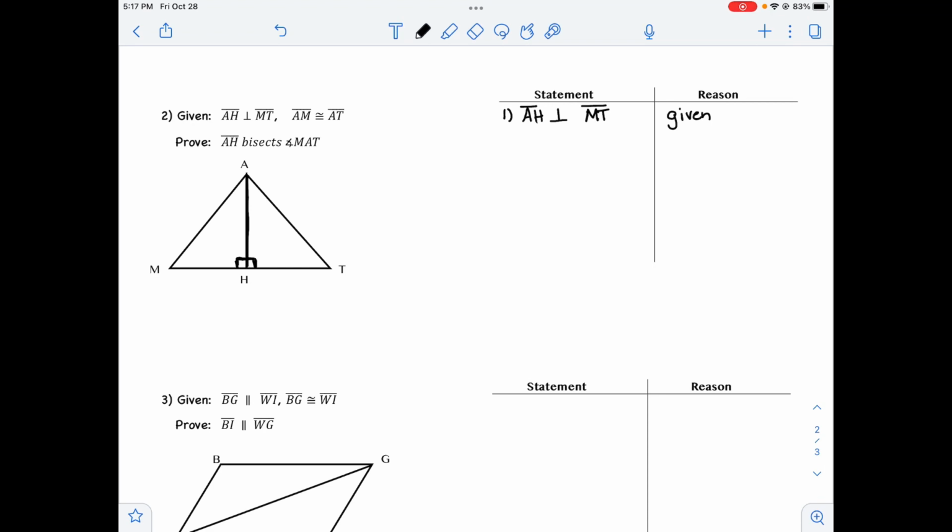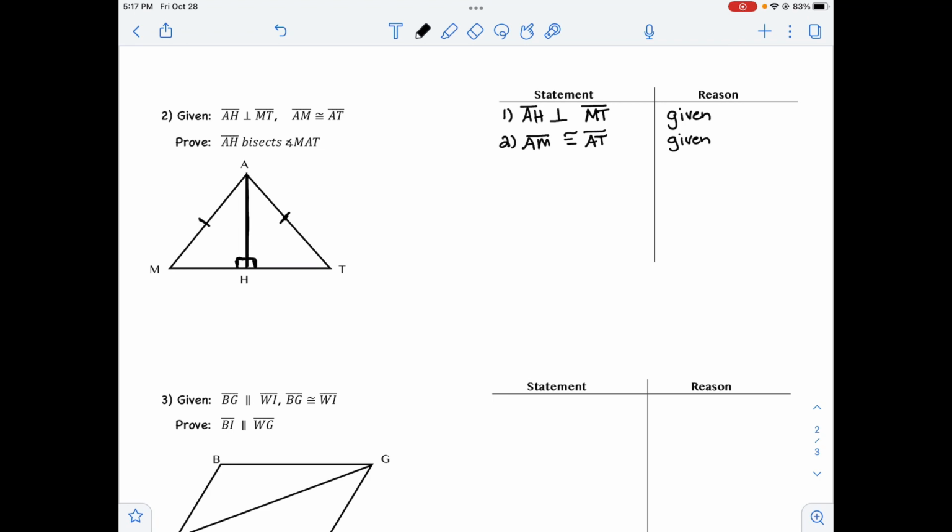Now we're going to see what else is given. So we've got segment AM is congruent to AT, and that is given. So AM and AT, mark those are congruent. And it wants us to prove that segment AH bisects angle MAT. So when we think about MAT, we've got to find out that AH, which is this line, is bisecting that perfectly here. So we've got to do some other things.